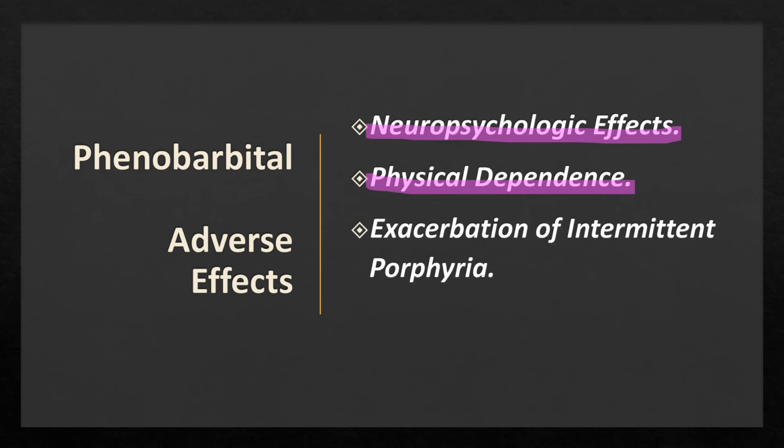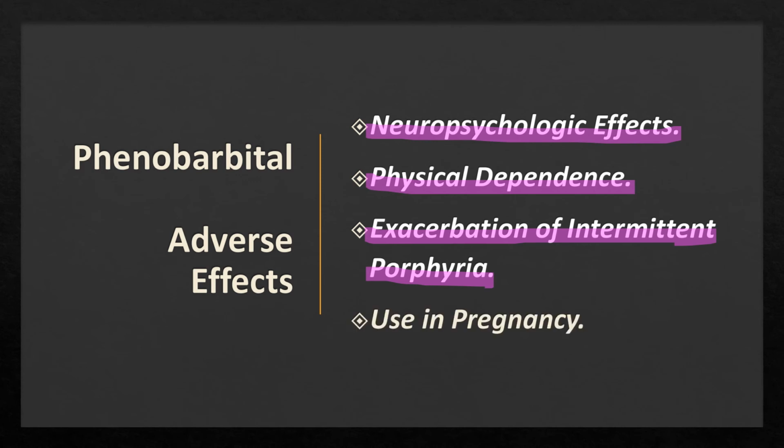Also, it can exacerbate acute intermittent porphyria. Barbiturates such as phenobarbital are absolutely contraindicated for patients with a history of this disorder. And it should be used with caution in pregnancy. The use of phenobarbital during pregnancy poses a significant risk of major fetal malformations.